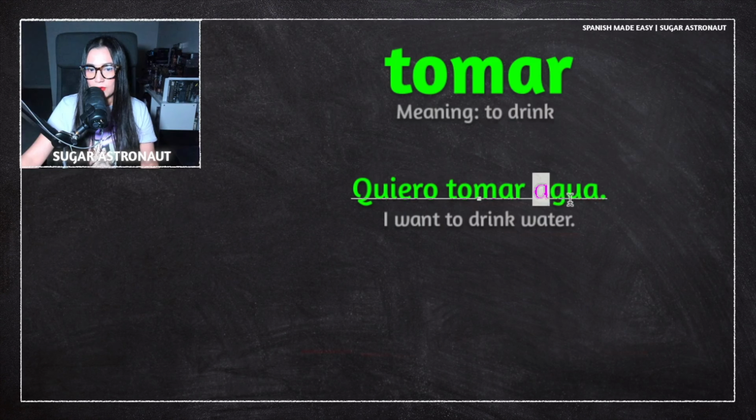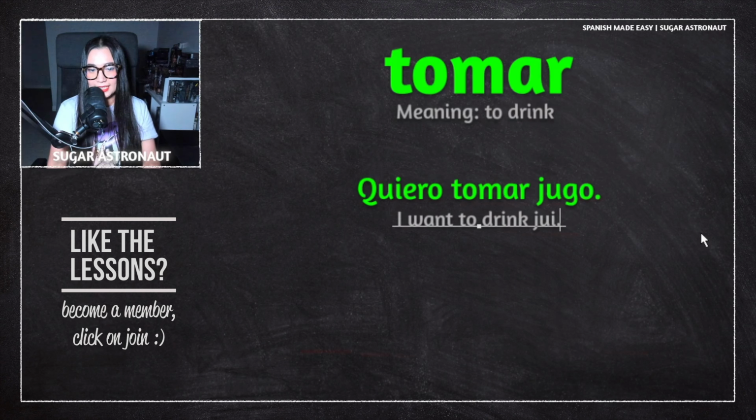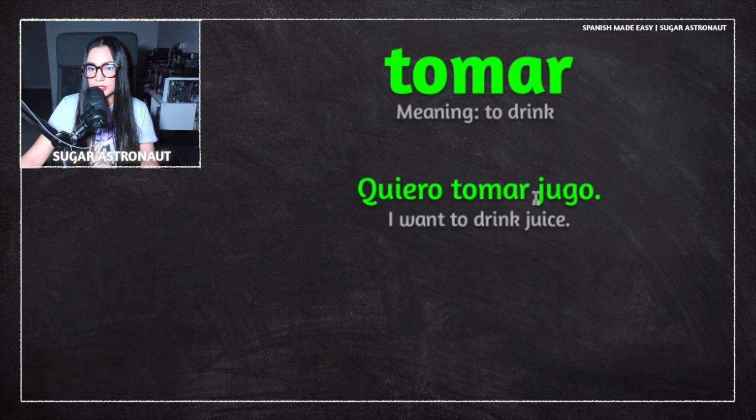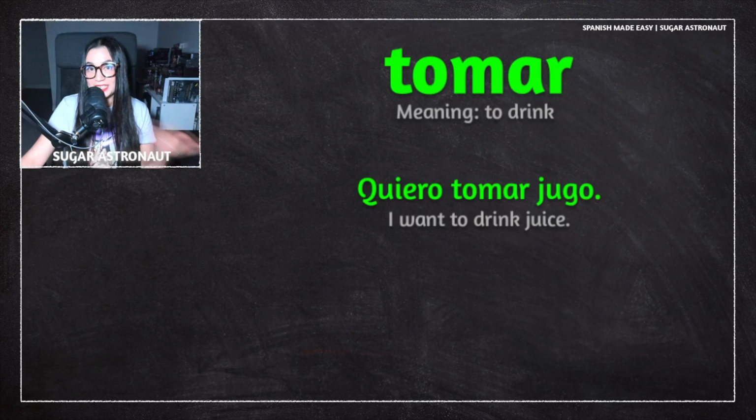juice, jugo. Jugo means juice. Quiero tomar jugo means I want to drink juice. But you may also hear someone saying, quiero tomar zumo, and that also means juice. But the word zumo is used mostly in Spain. Jugo is used in Latin America, so just keep that in mind. Zumo is the right pronunciation with this Spaniard accent, but I say jugo because I'm not from Spain. So I want to drink juice, right?